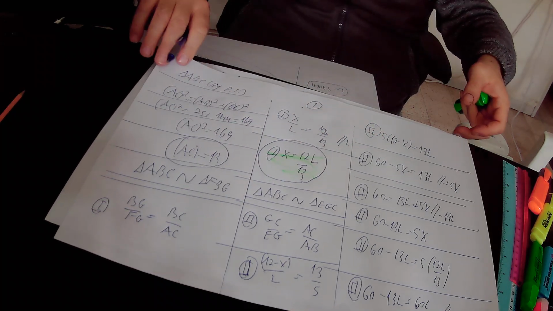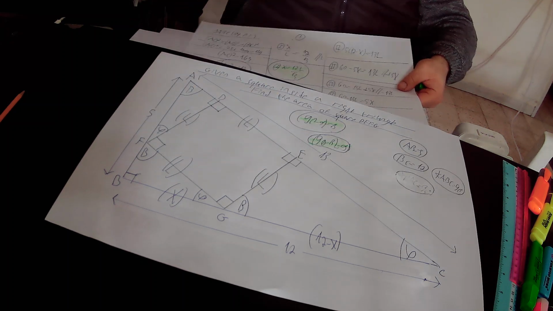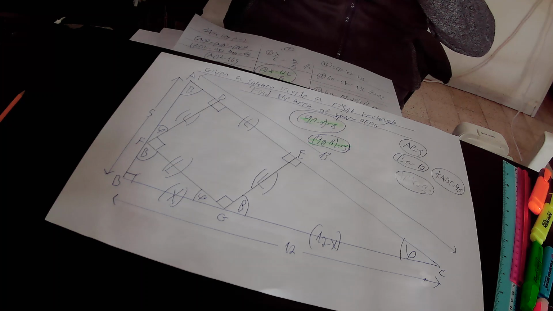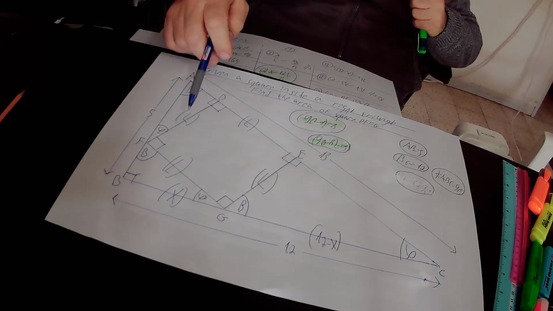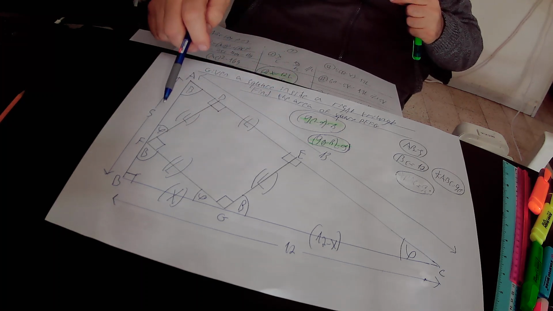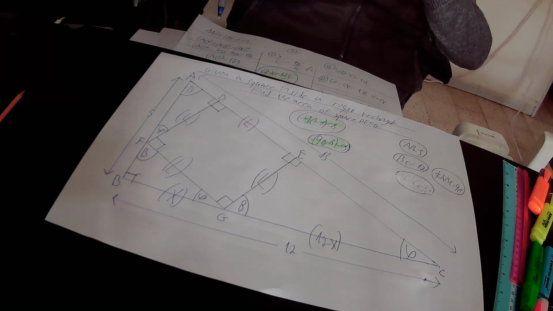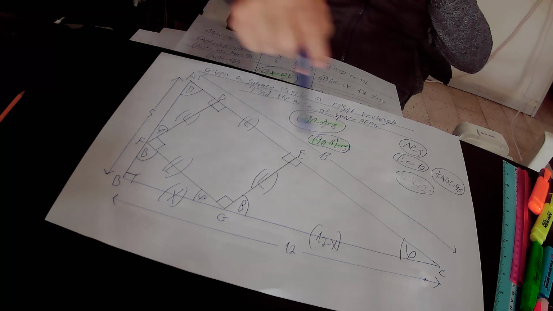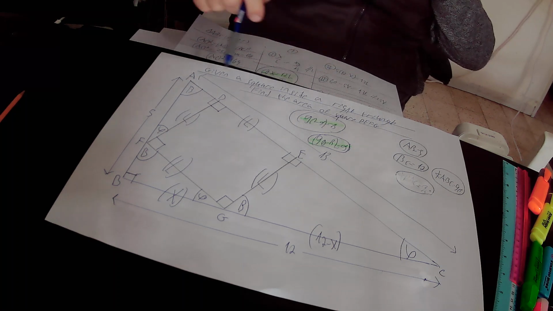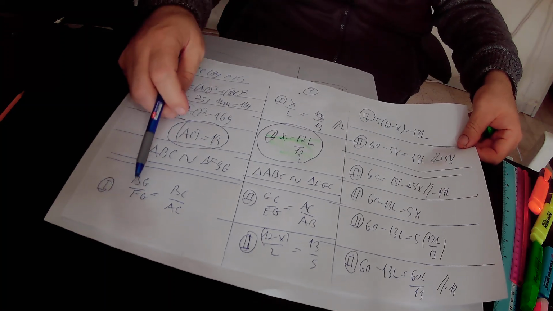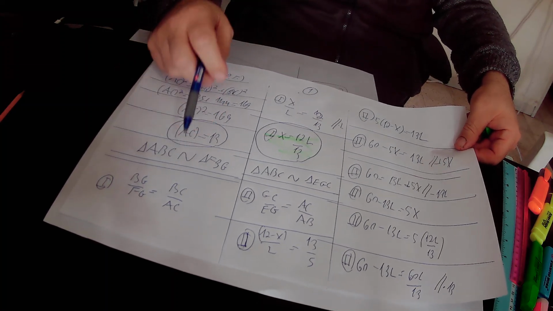From the fact that those two right triangles are similar to each other, we derive that the following relationship exists between their sides. We derive that BG over FG in the small right triangle FBG equals BC over AC in the big right triangle ABC. I repeat again, BG over FG equals BC over AC.